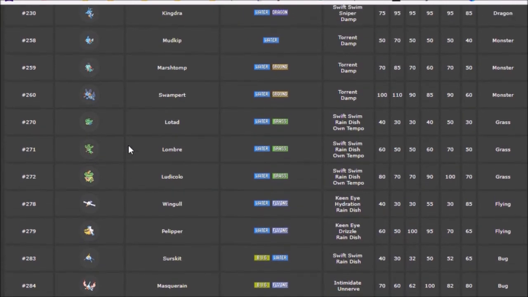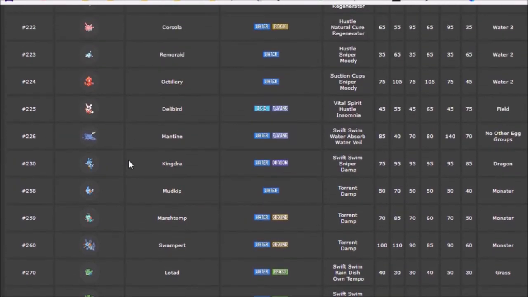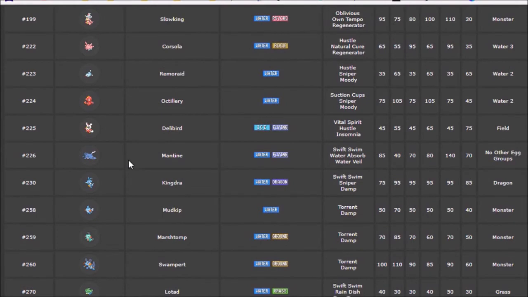Speaking of fish, Water 1 are not the fishes. Everything on here is strange. Did you know that Delibird is Water 1 and Field? It's not Flying. It's Water 1 and Field. Because it lives on land and it also can swim, like penguins. But it's technically not supposed to swim because, I mean, sure, penguins can swim and they live on land, which is why it's Water 1 and Field, but they can also fly. But they're not the best flyers, so I guess that's why it's not Flying.